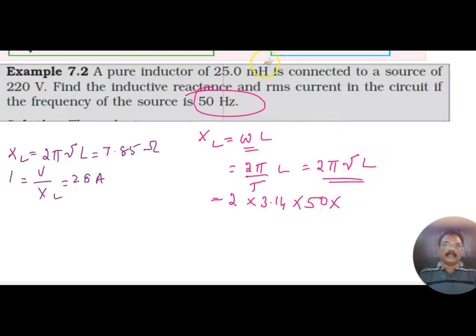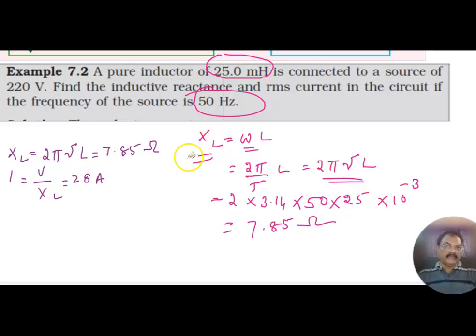the inductance of the inductor is given as 25 millihenries. How to write 25 millihenries? 25 into milli, and milli means 10 to the power minus 3. After calculating, you will get 7.85 ohms, because XL is what opposes the AC source.